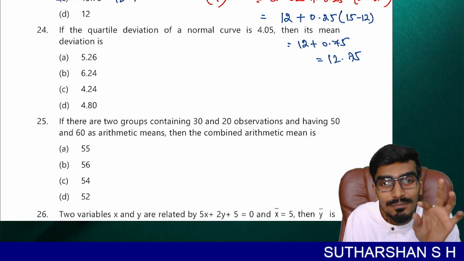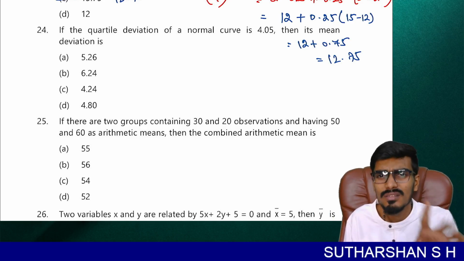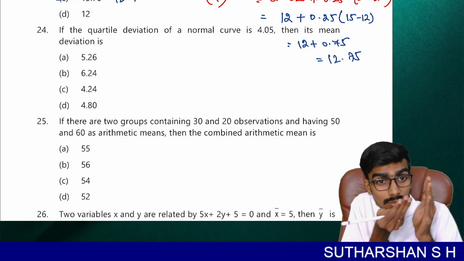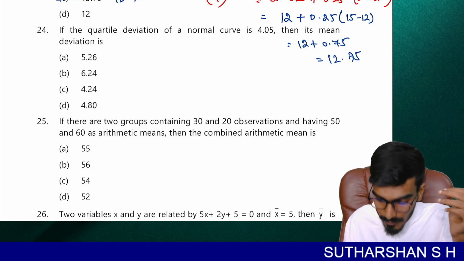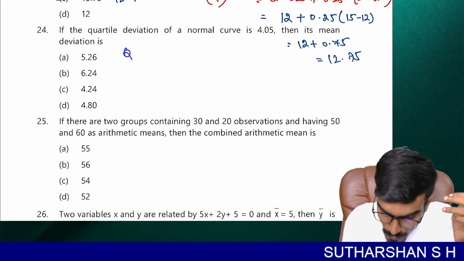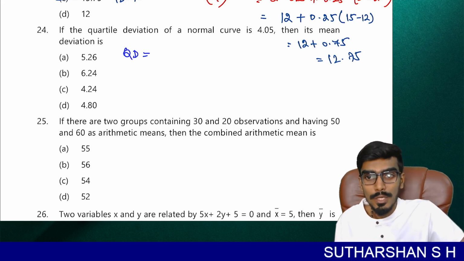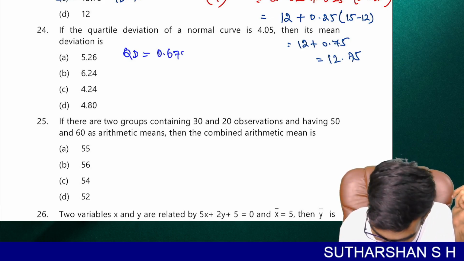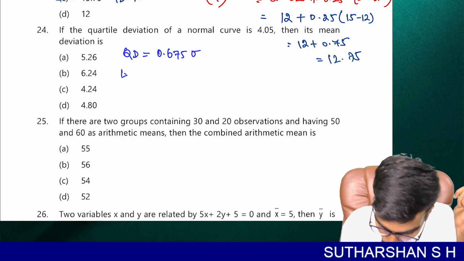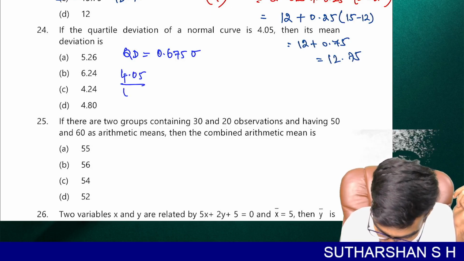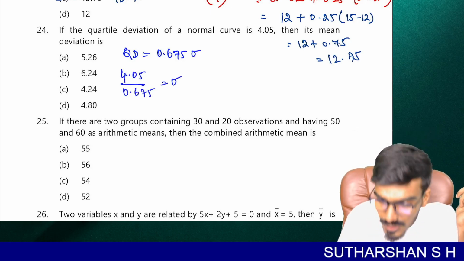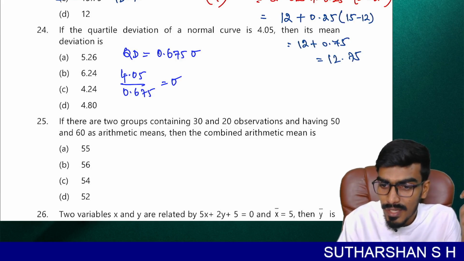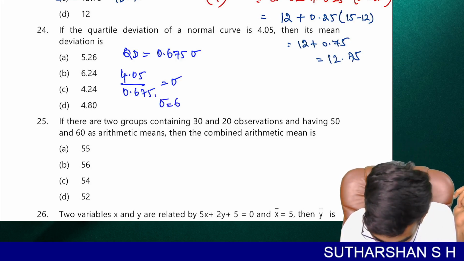If the quartile deviation of a normal curve is 4.05, then what is the mean deviation? There are different methods to do this same sum, but I am doing it in a different way. I will give you one method in writing and one method in my notes. I will explain that as well. Okay. QD is 0.675 sigma. They have given 4.05 divided by 0.675 is equal to sigma. Just do this: 4.05 divided by 0.675, which is equal to standard deviation, is equal to 6.